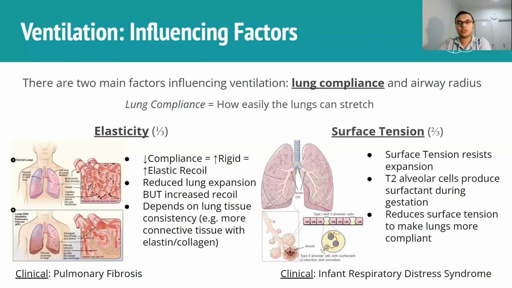Next up, we have surface tension, which accounts for much more lung compliance than elasticity does, about double it. And surface tension is a force that resists expansion, right? So surface tension within the alveoli is going to resist the alveoli trying to expand. And so it'll resist air coming in and trying to push the lungs open.